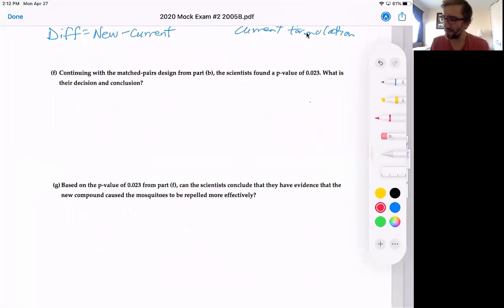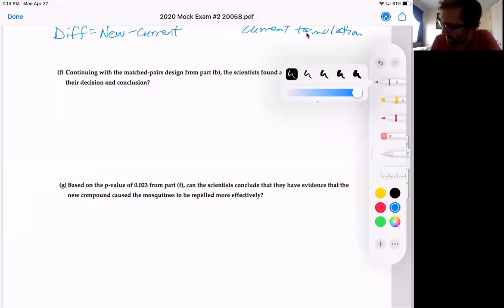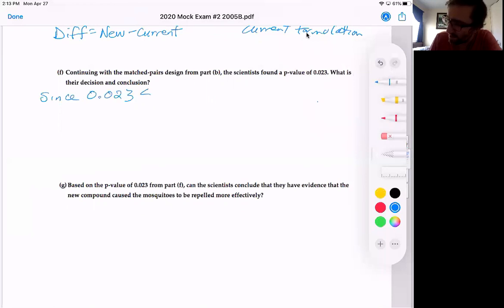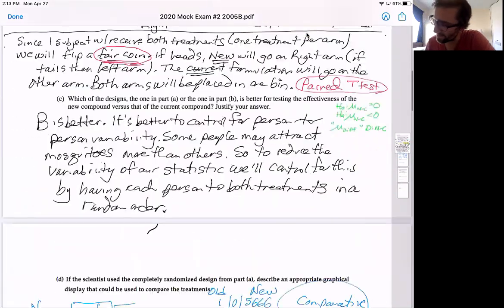And then next we have continuing with the matched pairs design from part B. The scientists found a p-value of 0.023. What is their decision and conclusion? We'd say since 0.023 is less than 0.05. I don't know if they, I guess I should check. Did they mention a certain alpha level? It doesn't look like it.